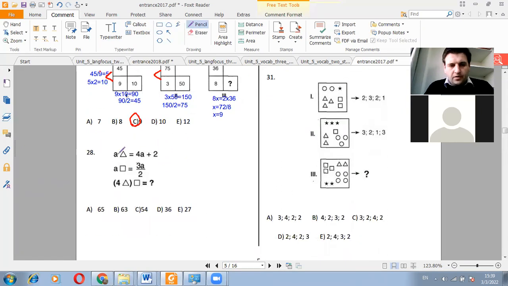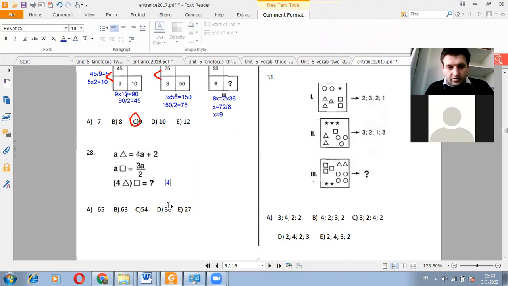28. Okay, you have an operation and you have the given formula. First, the triangle represents 4 times a plus 2, and the square represents 3 times a over 2. So we go step by step here. The first one is 4 times 4 plus 2, and that is 16 plus 2, 18. And then for the second, you'll get 18 and a square right here.